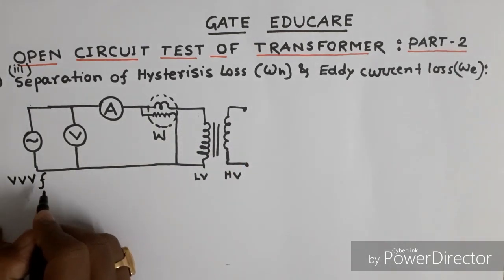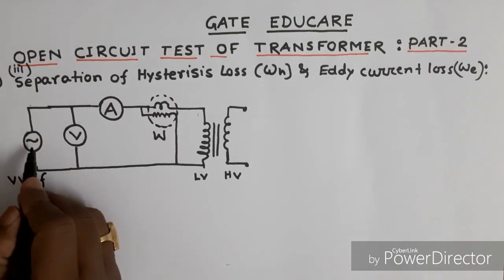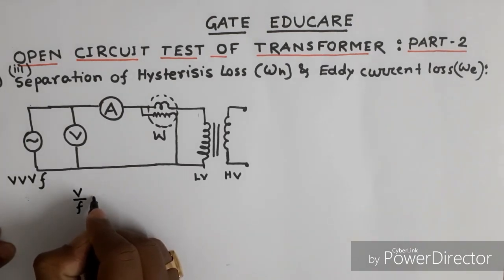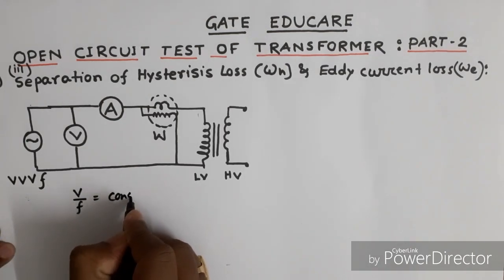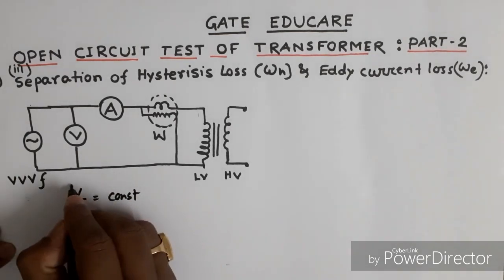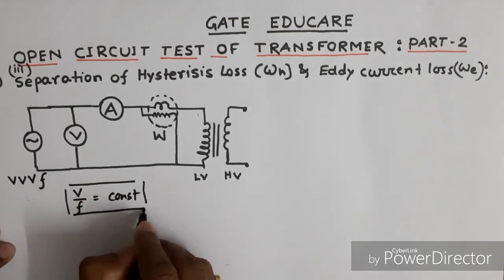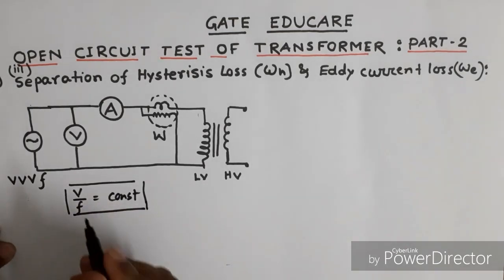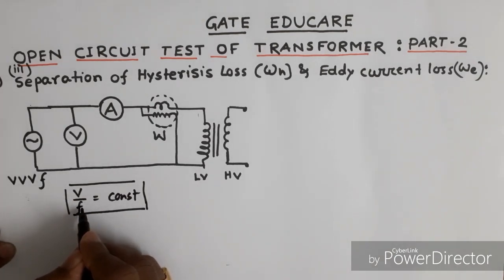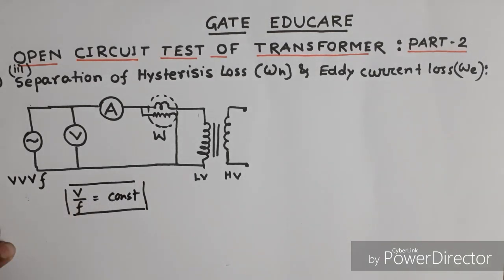Now the voltage and frequency of this voltage source is varied so that the ratio V by F is always maintained constant. This is one of the most important portions of this test. That means we have to vary the voltage and frequency so that V by F always remains constant.